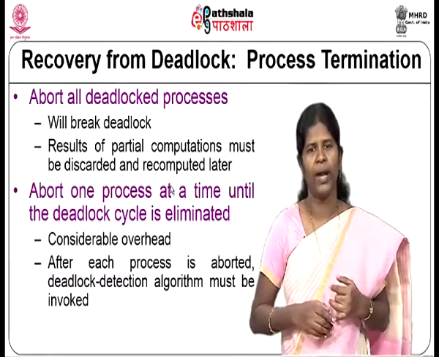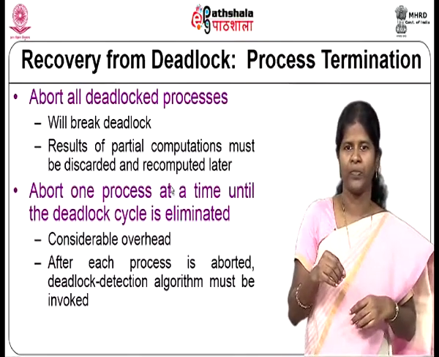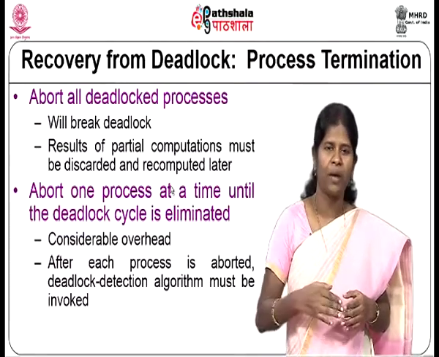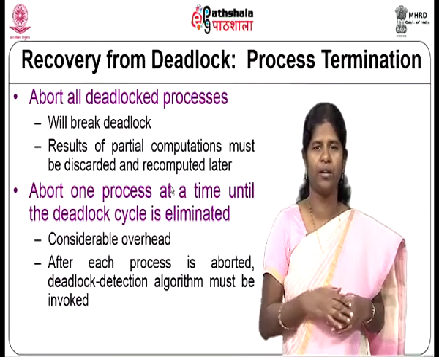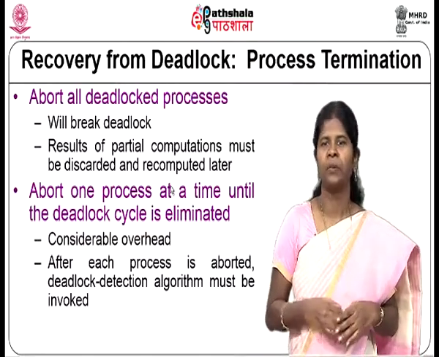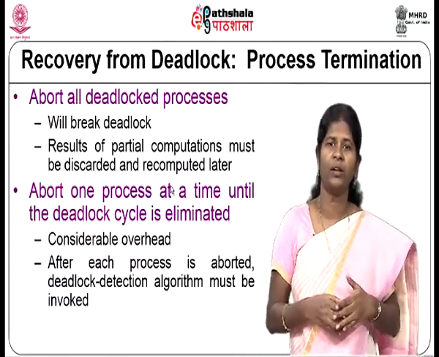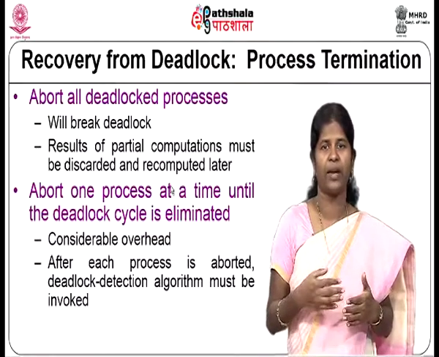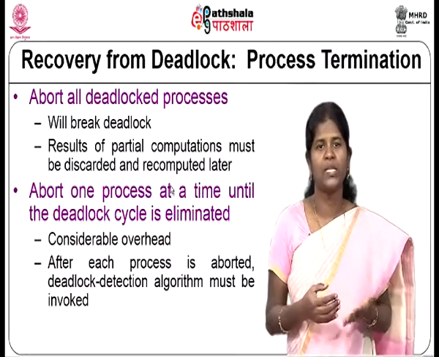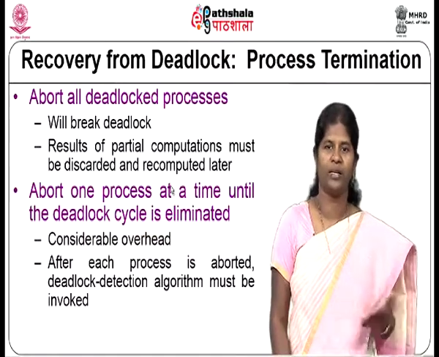The next way is, rather than aborting all the processes, to abort one process at a time and then run the detection algorithm and find out if there is still a deadlock. In this manner, you abort one process after the other and keep on running the deadlock detection algorithm again and again to find out if there is a deadlock in the system. But the problem again here is that there will be considerable overhead, and after each process is aborted, you will have to run the deadlock detection algorithm again and again, and the time complexity of the deadlock detection algorithm is high, which means that you will be spending most of the time running the deadlock detection algorithm.